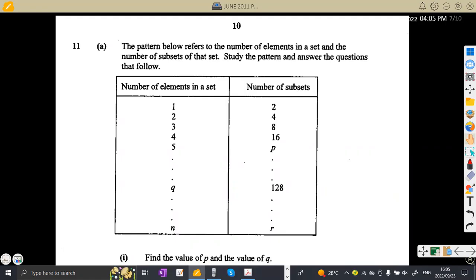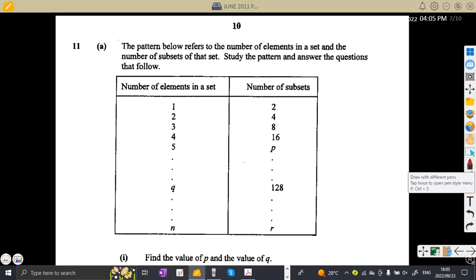On the table there, we are given the pattern below, which refers to the number of elements in the set and the number of subsets X. Study the pattern, guys. Everything that you are told to study, they mean it. It's not a direct thing. With this type of question, you have to study the pattern from the question that you are given.